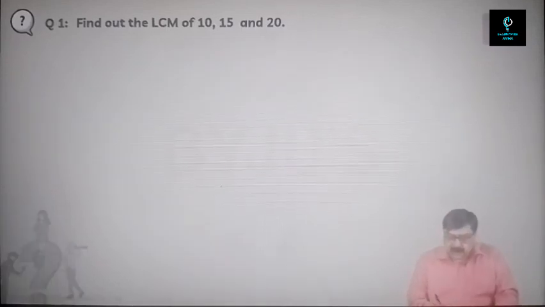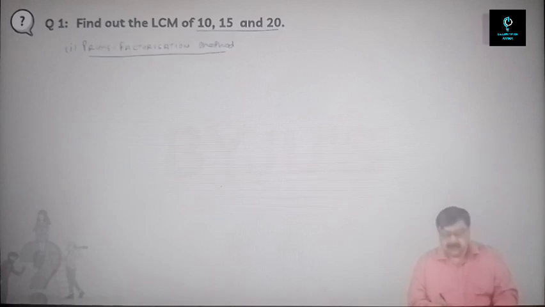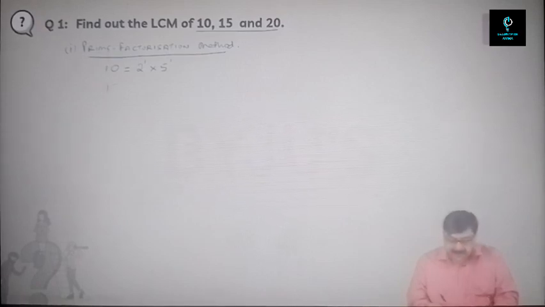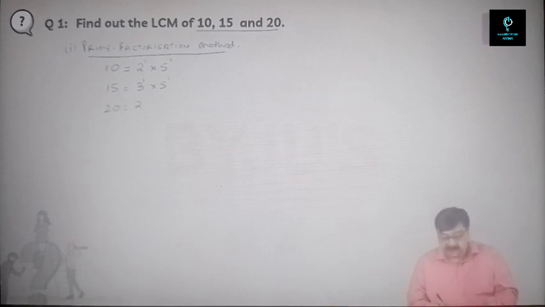Find out the LCM of 10, 15 and 20. There are two methods that I would describe here while solving such questions. The first method is the prime factorization method, wherein we express each of these numbers as multiples of prime factors. So 10 is 2 power 1 into 5 power 1. 15 is 3 power 1 into 5 power 1. 20 is 4 into 5, so that is 2 power 2 into 5 power 1.